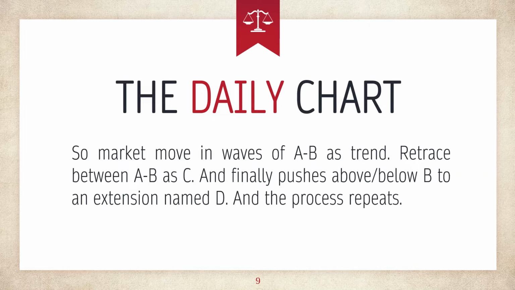So to summarize it, market moves in waves of A to B as trend, 0 to 100%. Retrace between A and B as C. C must always be between A and B. Can't be above, can't be below. And when that is done, we expect the market to finally push us above or below the B, the 100 meter, to an extension named D. That's our target. And the process repeats.